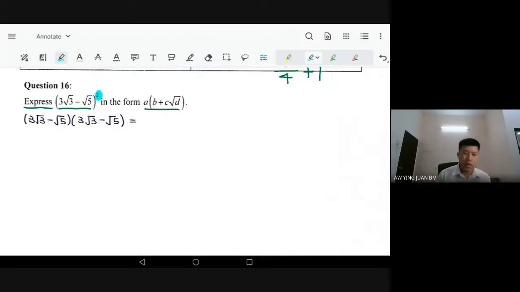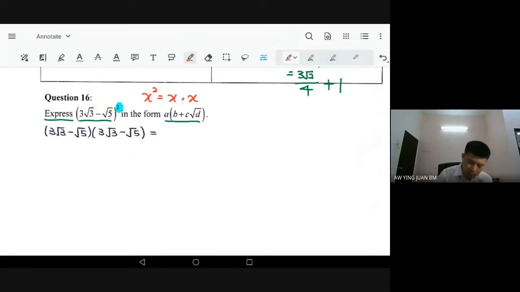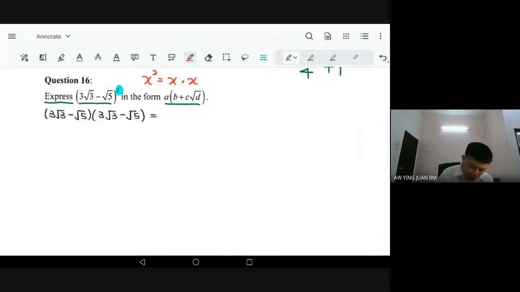Kena faham bahasa. What does it mean by the square? Square, for example, if we have x square, means that x multiply with the x. Benda yang sama dua kali. Jangan awak hentam macam ni. No. Better padam, kejap nanti pening. Okay. So, expand. Saya jenis laju sikit.